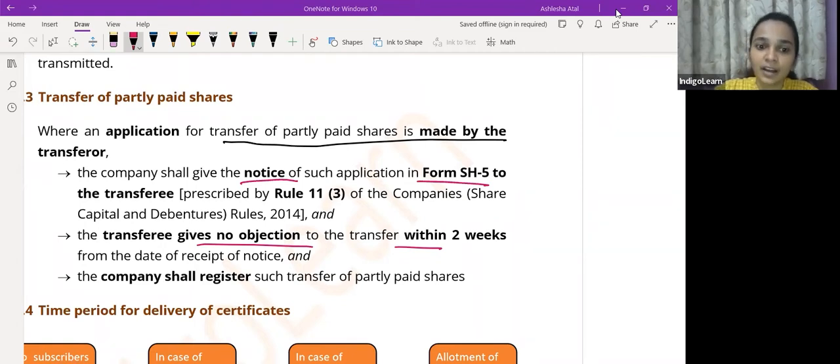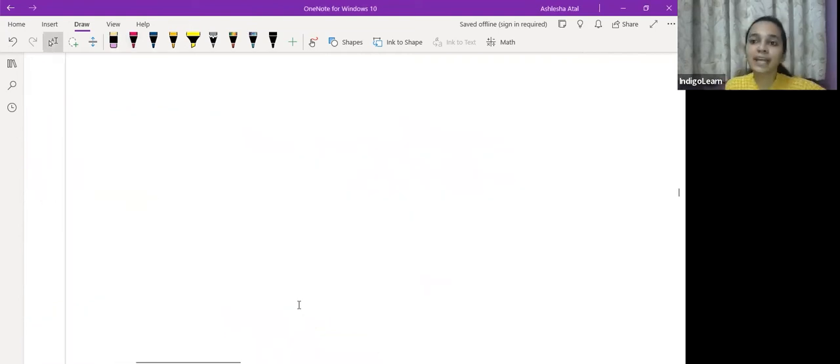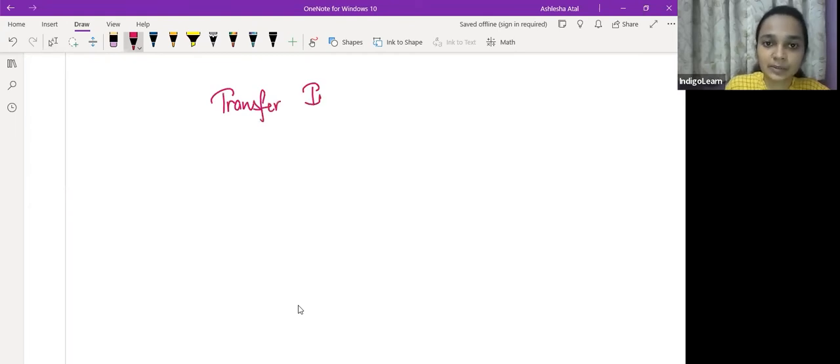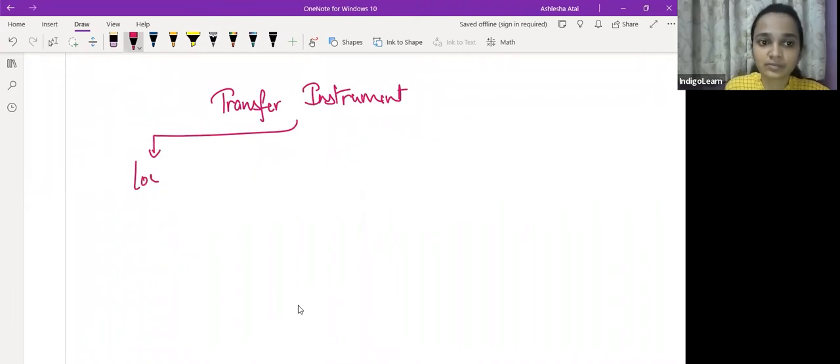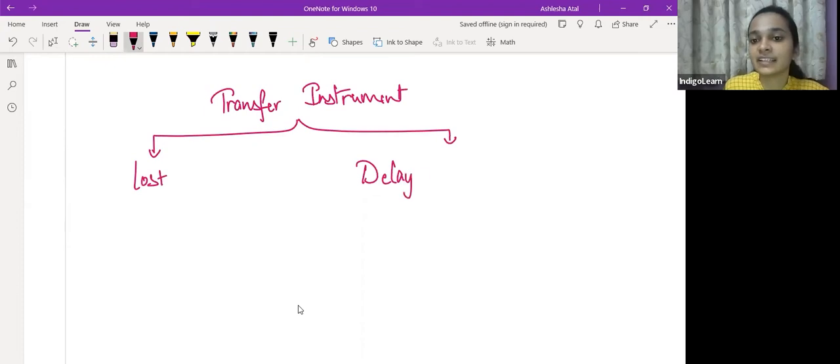Now what if the instrument of transfer is lost या फिर late deliver होता है? So what was the time limit for delivery of instrument of transfer? 60 days. अभी क्या हुआ? या तो ये instrument गुम गया या फिर delayed, there's a delay in delivery. Delay in delivery मतलब late पहुंचा, after 60 days पहुंचा.